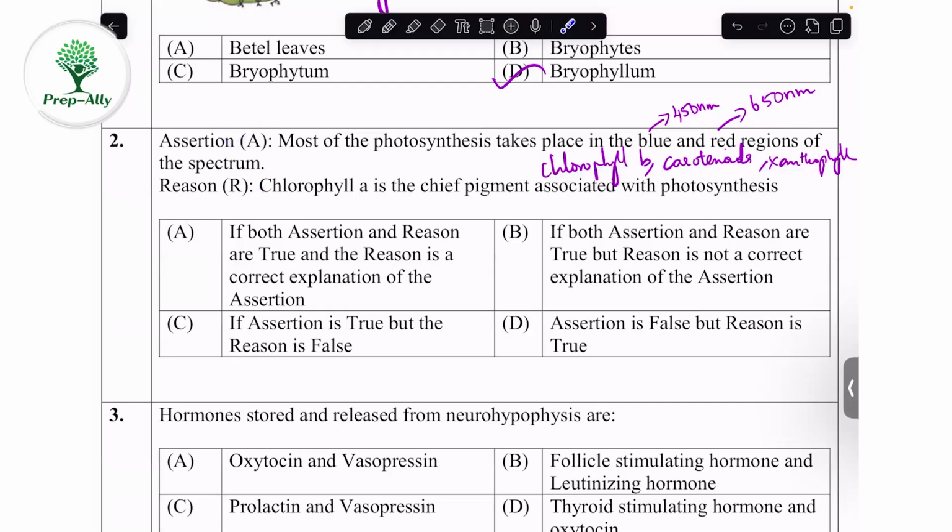Assertion A is also correct. So we'll see whether there is some connection or not. As chlorophyll A is a green pigment, the green light is reflected and not absorbed. Got it now? As chlorophyll cannot absorb green light, the green light is reflected back. That's why they absorb in the blue and red region. So now the answer is A: both assertion and reason are true, and the reason is the correct explanation of the assertion.